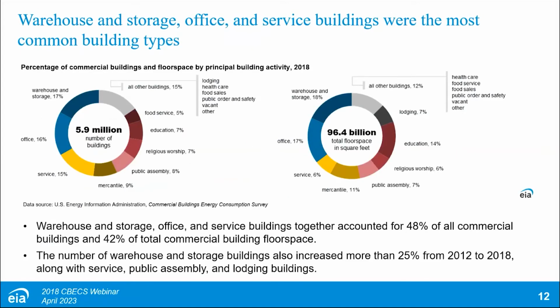As Tuncay mentioned, CBECS collects information on principal building activities. Here you see that the buildings primarily used for warehouse and storage, offices, and service activities were the most common building types in 2018. Combined, these account for about 40% of both the number of buildings and the total floor space. It's also of note that these warehouse and storage buildings increased more than 25%.